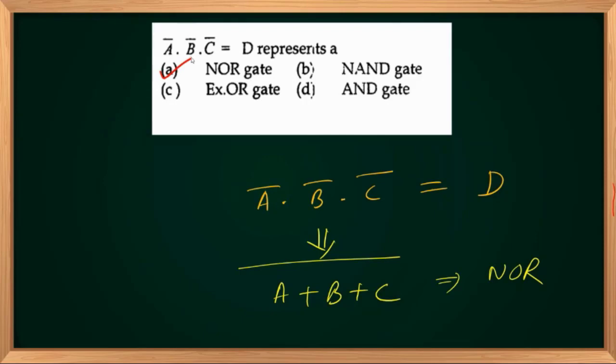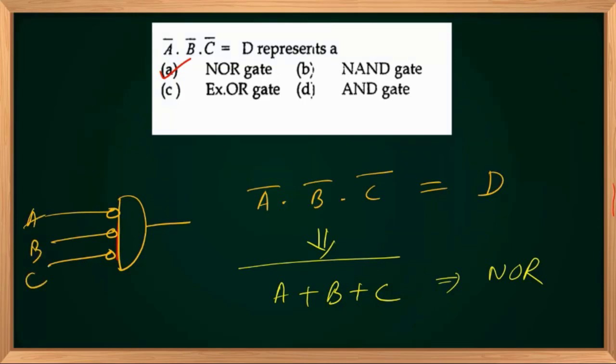VK answering NAND. NAND is wrong. It's actually a bubbled AND, with bubbles on inputs 1, 2, 3, A, B, C. Bubbled AND is equivalent to NOR gate. So NAND is wrong, and NOR gate is the right choice. Correct? Clear? Any doubts? Any queries?